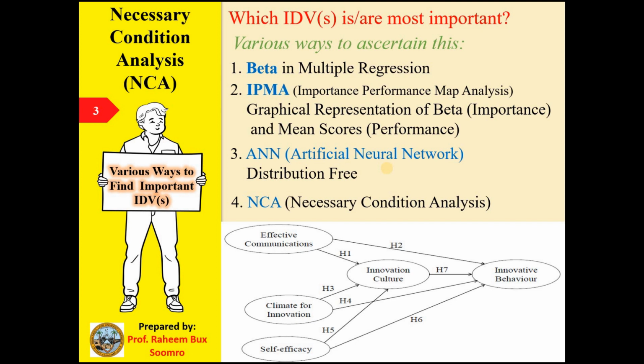The concept here is that we have independent variables, and this one is the dependent variable. We want to check the impact of all these independent variables on the dependent variable, and which one has more effect. This is basically the objective of necessary condition analysis: which IDV has more impact on the DV.